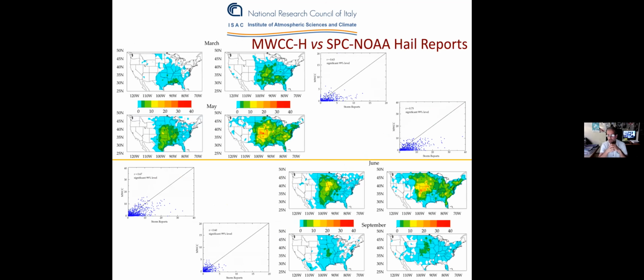We validated our method over the United States by combining it with matchup data. We use 12 years where satellite data and NOAA hail reports, which are ground-observed hail information, have been convolved, and then we got very interesting scores, and this supports the robustness of our method.